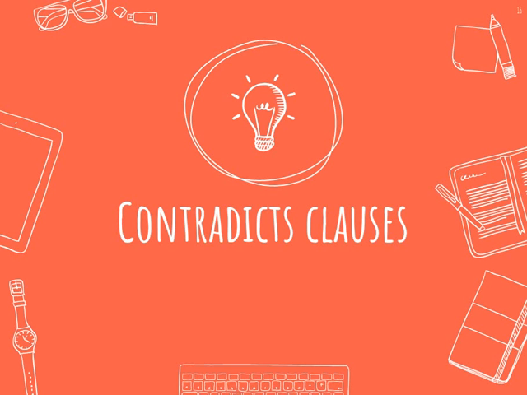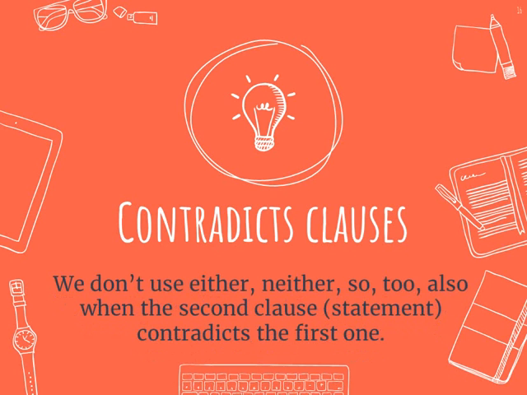The last one is contradicting clauses. We use contradicting clauses if the main clause and the second clause are contradictory. For example, the main clause is positive and the second clause is negative. We don't use either, neither, so, or too, also when the second clause contradicts the first one.